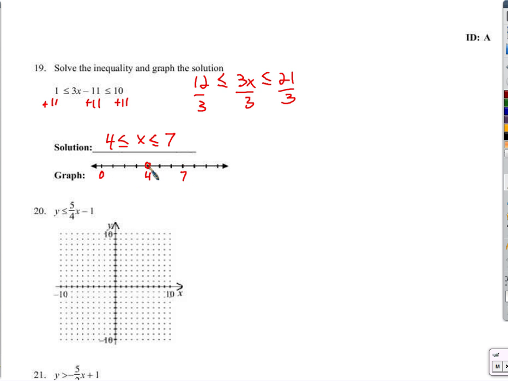Right? It can be equal to 4, it can be equal to 7, so we use closed circles. Okay, so it can be greater than 4, but it has to be less than 7. If I kept shading over here, it would be greater than 4, but it wouldn't be less than 7. If I kept shading this way, it would be less than 7, but it wouldn't be greater than 4, so it's only in between.